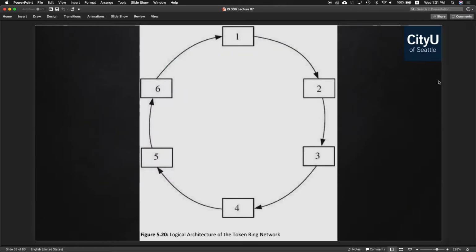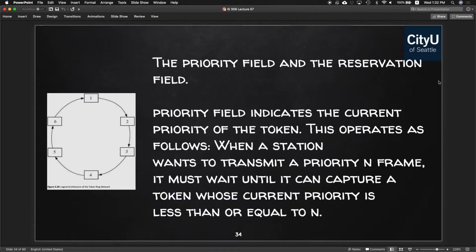We come back to the logical architecture of the token ring network. It's like last week as well. Every node passes to another node just to communicate with another node. If node 1 wants to communicate with node 3, it has to pass through node 2. Okay, let's see. It has two things: a priority field and a reservation field. The priority field basically indicates the current priority of the token.